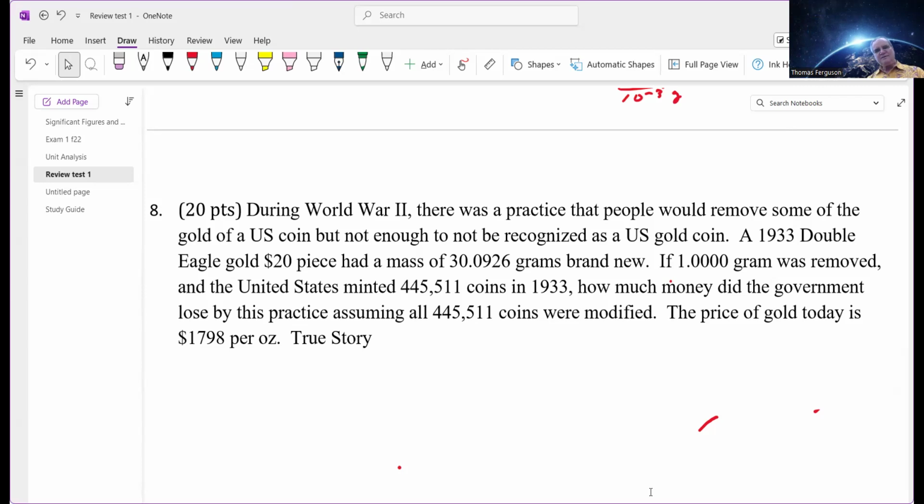Okay. How much gold per coin did they get? Is that the given? Okay. 1 gram per coin they removed. So what's the given? Okay, so we'll start. All right.